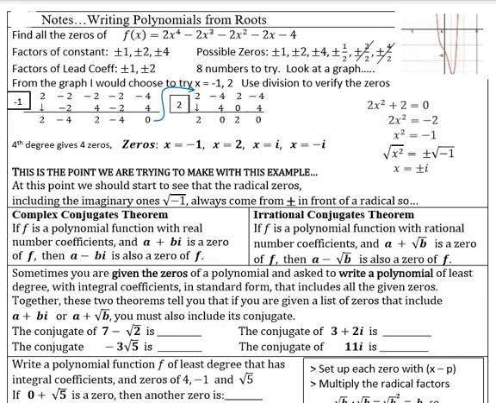This lesson is writing polynomials from roots. So think about when we've found the roots these past couple lessons. Now we're going to go backwards. They're going to give us the roots, and our job is to write the polynomial from them. However, here's an example to start us off.